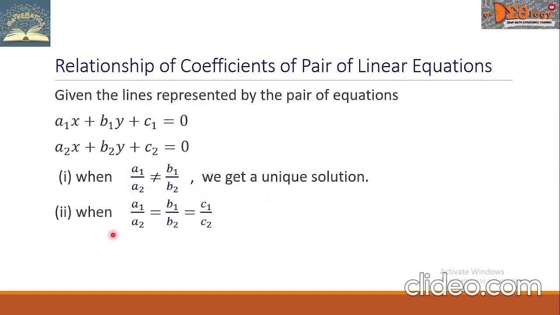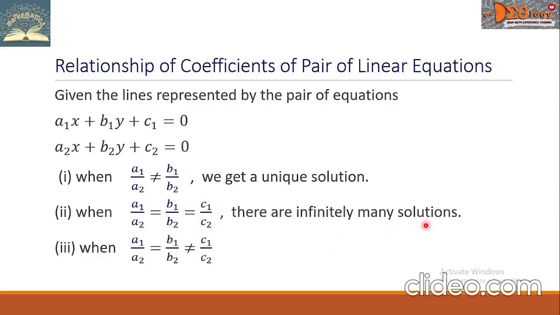Second condition, when the ratio a sub 1 over a sub 2 equals b sub 1 over b sub 2 equals the ratio c sub 1 over c sub 2, there are infinitely many solutions. Third condition, when the ratio a sub 1 over a sub 2 equals b sub 1 over b sub 2 but not equal to the ratio c sub 1 over c sub 2, there is no solution.